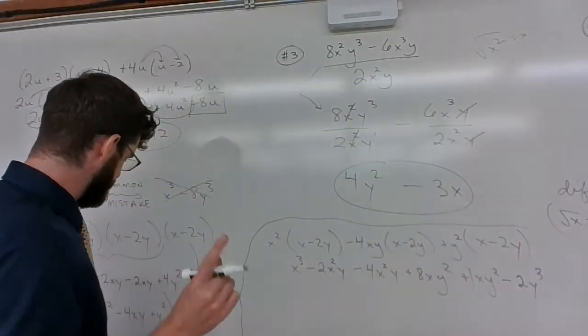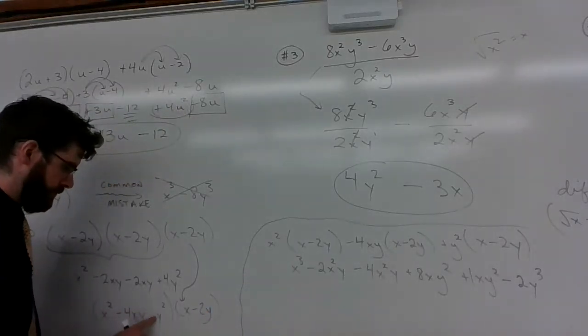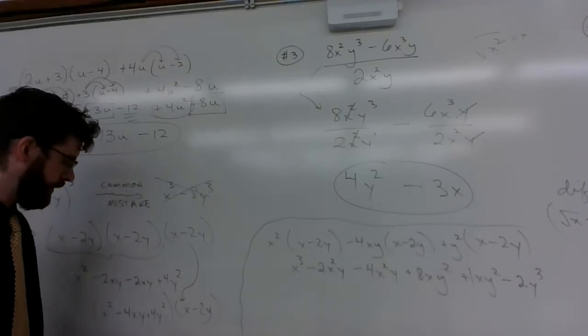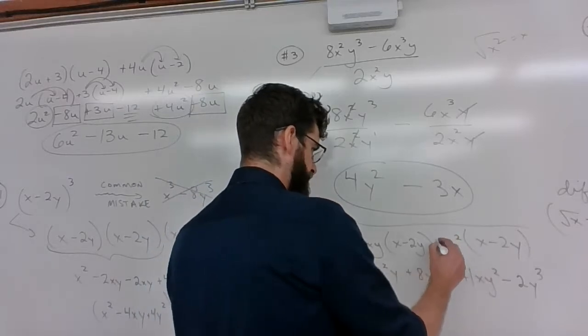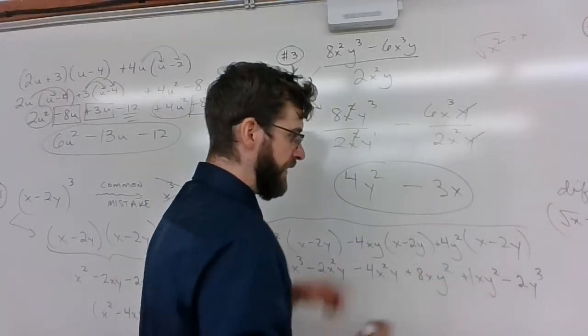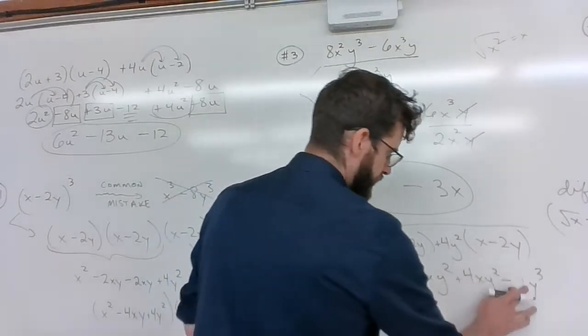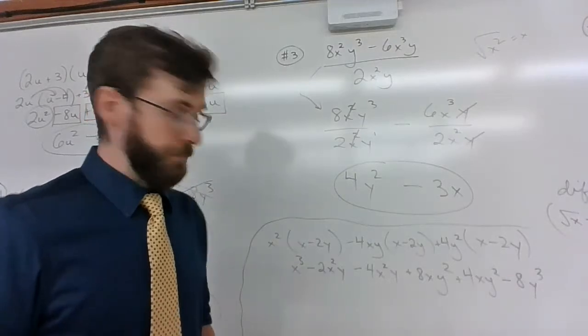Oh, I just noticed something. This was 4y squared. So that should be 4y squared. And then this should be 4, and that should be 8. All right.